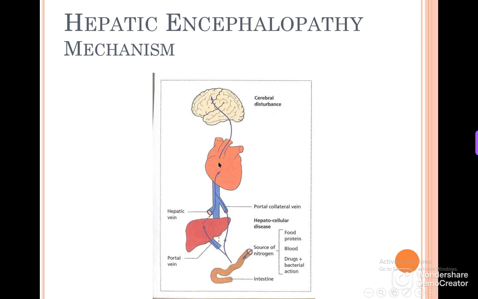Through the hepatic vein it comes to this side, and then on the other side it crosses in the lungs to the left side of the heart, and then the systemic circulation, specifically to the brain, where these toxic substances suppress the brain functions.